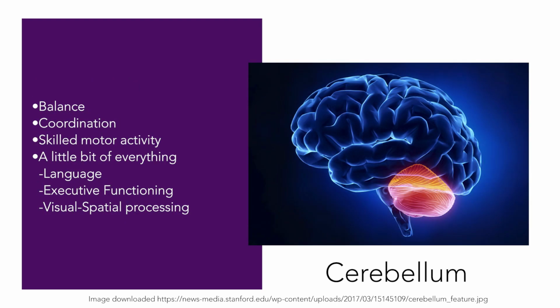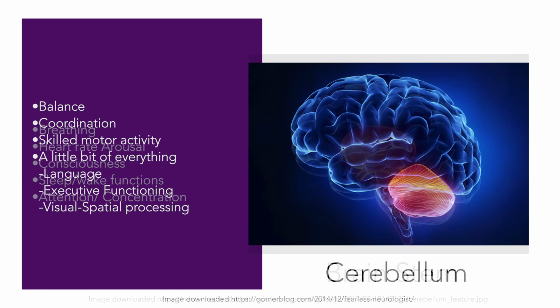This part of the brain helps coordinate movement and with balance. Initially, it was not implicated in much else. However, more recently, researchers have found that the cerebellum does a little bit of everything. It has implications with aspects of language, executive functioning, and other processes. It connects to different parts of the cerebral cortex as well as to the spinal cord.